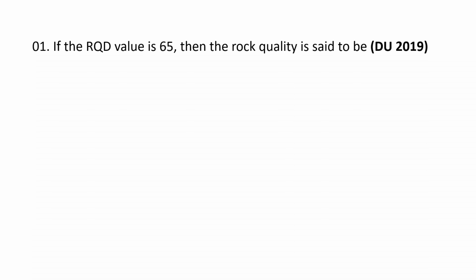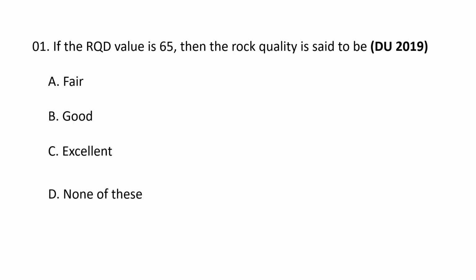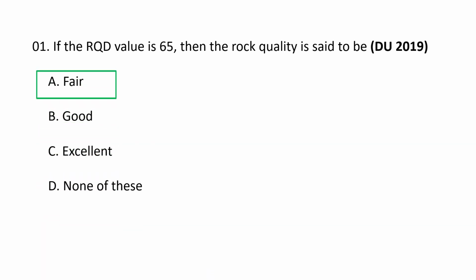If the RQD value is 65, RQD means Rock Quality Designation, then the rock quality is said to be A. Fair, B. Good, C. Excellent, D. None of these. The correct answer is A. Fair. Rock Quality Designation, RQD, is a method used to assess the quality of the rock core samples which are obtained from boreholes, and it is expressed as a percentage calculated by dividing the total length of the core pieces longer than 100 millimeters or approximately 4 inches by the total core length. So if the RQD value is 65, then the rock quality is said to be fair.